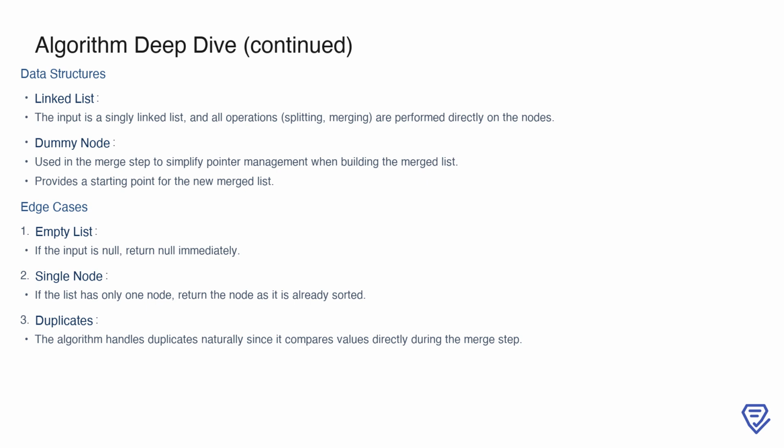Additionally, there are several edge cases to consider. If the input is null, meaning the list is empty, we immediately return null since there is nothing to sort.